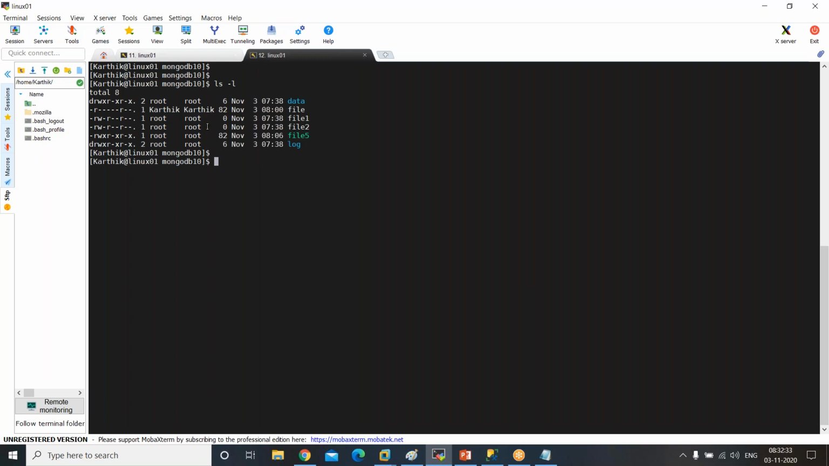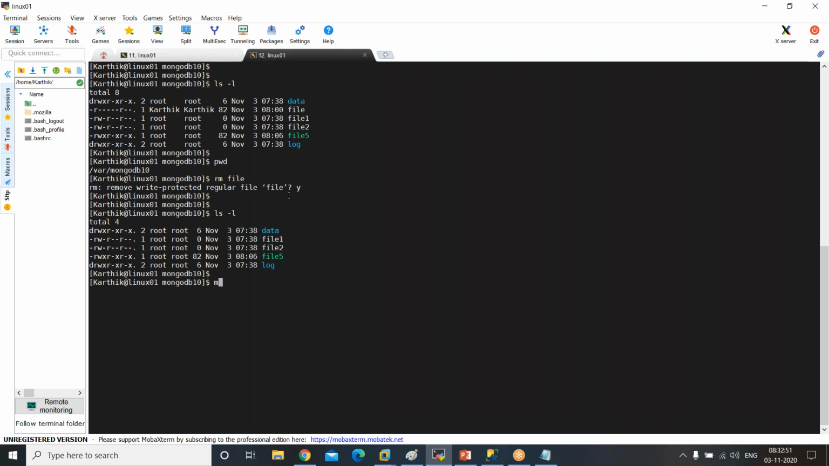See, Karthik owns this directory now. Karthik can delete that file now because he's the owner of the directory where the file exists. So now Karthik removes that file. It is possible. Yes, I want to. It is gone. See, the file is gone. Can he create a directory?